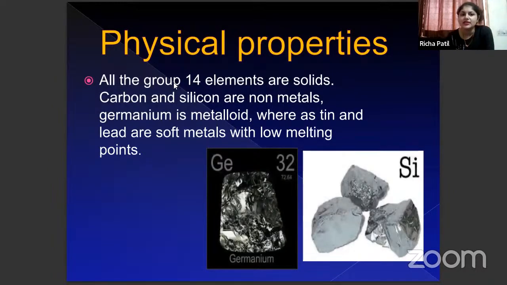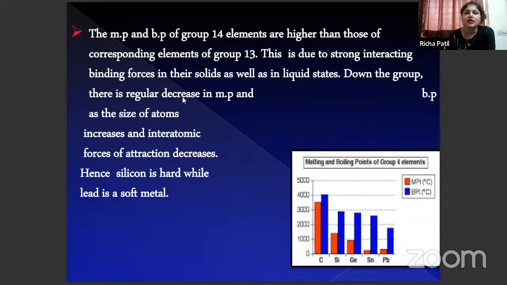So physical properties: all the group 14 elements are solids. Carbon and silicon are non-metals. Germanium is a metalloid, while tin and lead are soft metals. The melting point and boiling point of group 14 elements are higher than those of group 13. This is due to strong interatomic binding force in their solids as well as in the liquid state.